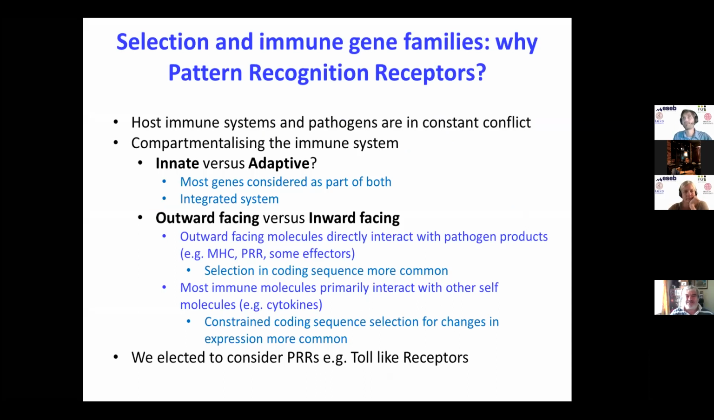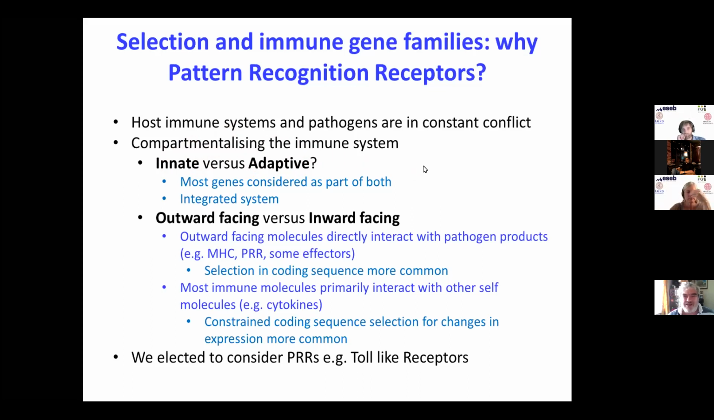One of the key things to this, and I think it's key to almost the whole meeting, is how we think about the immune system. It's clear that immune systems and pathogens are in constant conflict, so we're going to be able to see adaptation and selection. But intellectually, we tend to compartmentalize the immune system, and every meeting compartmentalizes it. In its broadest view, it tends to be compartmentalized according to whether it's considered part of an innate immune system or an adaptive immune system.